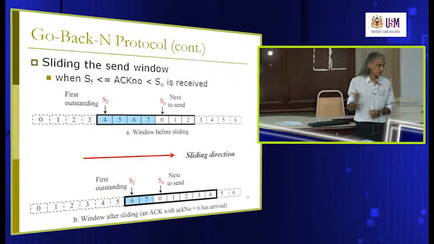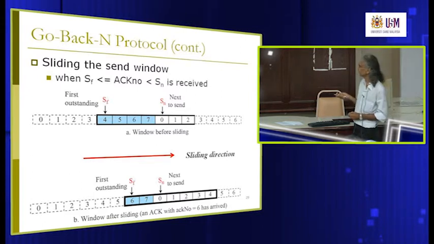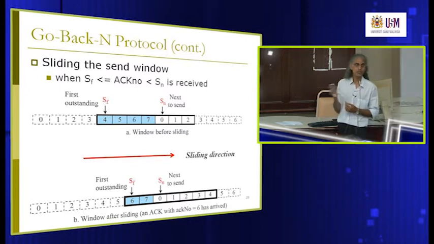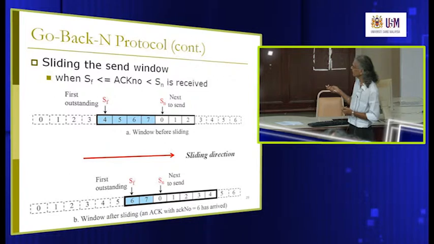done already. It's confirmed received. So I can move my sliding window two positions to the right. Right? I can move my sliding window to make sure that the beginning of the sliding window corresponds with the acknowledgement number. So acknowledgement number 6, I move my sliding window until it reaches here.